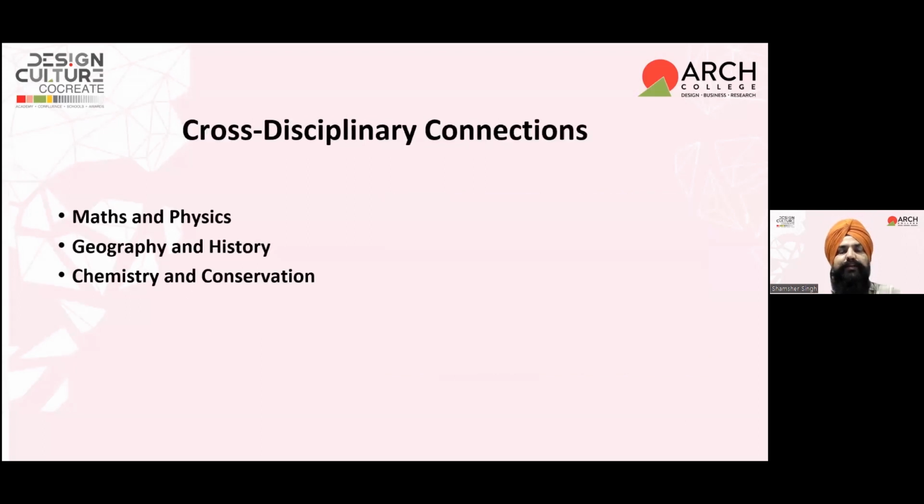Then the next aspect is cross-disciplinary connections. When we talk about cross-disciplinary connections, for example, what is the connection between maths and physics? In a structure, for example, there are certain structural loads. This is the load of the bricks and all that raw material that is being used. So how is it going to limit the dimensions of that structure? These are the connections that are very important.